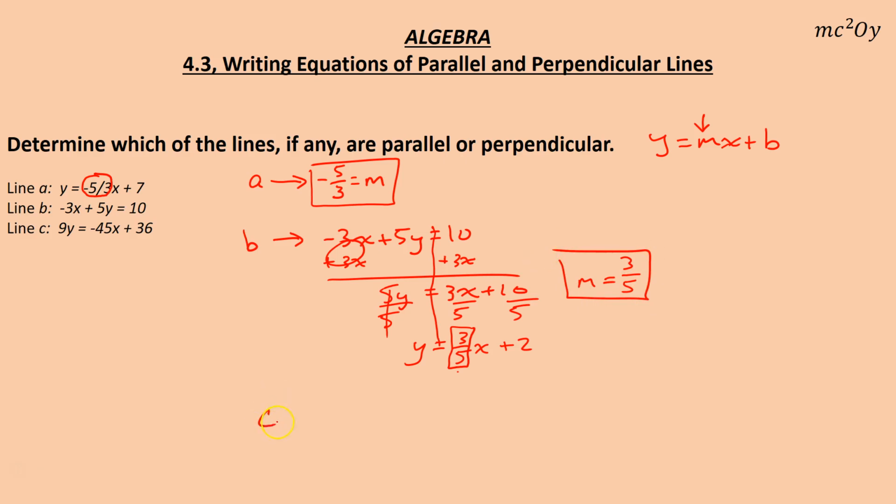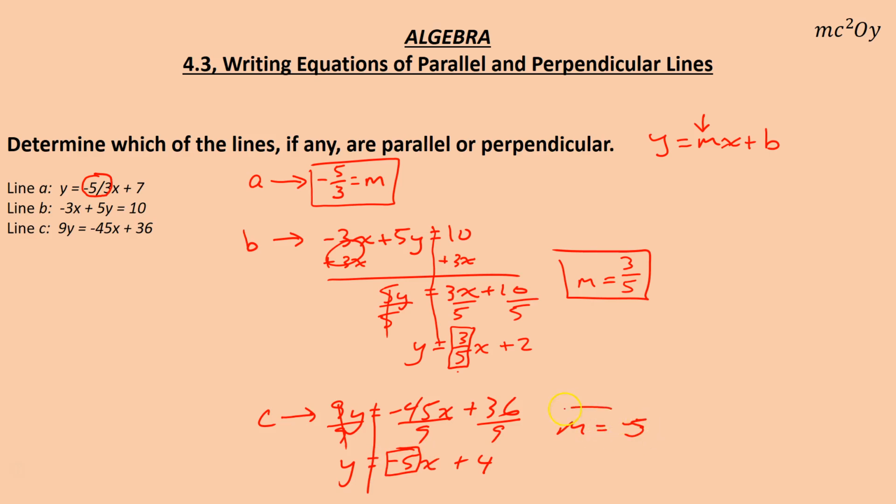Okay, and then C, 9y equals -45x plus 36. Okay, to get y by itself, I'd have to divide each side by 9. All right, 1y is equal to, that's a 9 there, -5x plus 4. Now me trying to make that a 9 made it look like a weird thing there. And it's not a 4, it's a 9. Okay, and that gives me 4. Slope, -5.